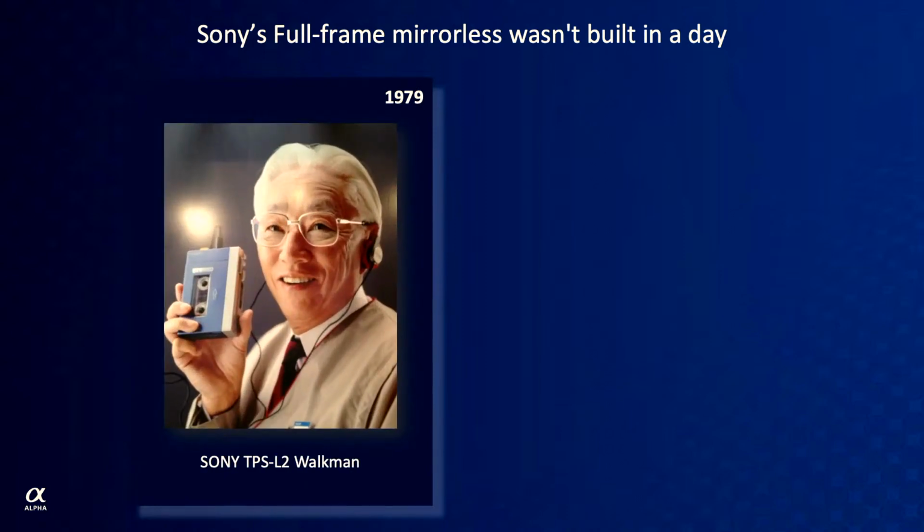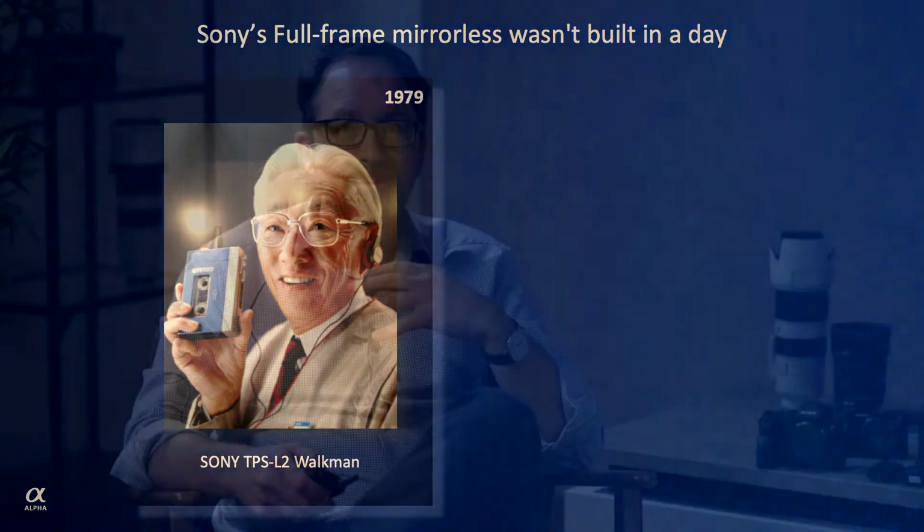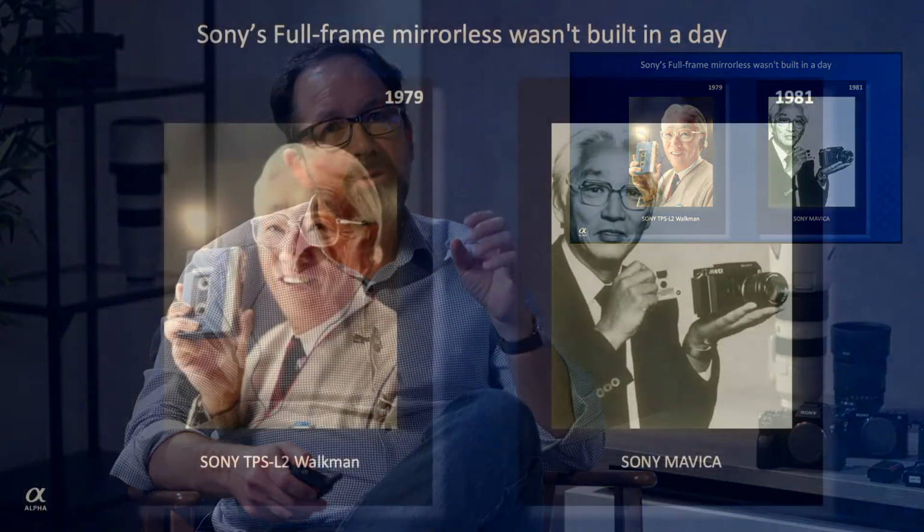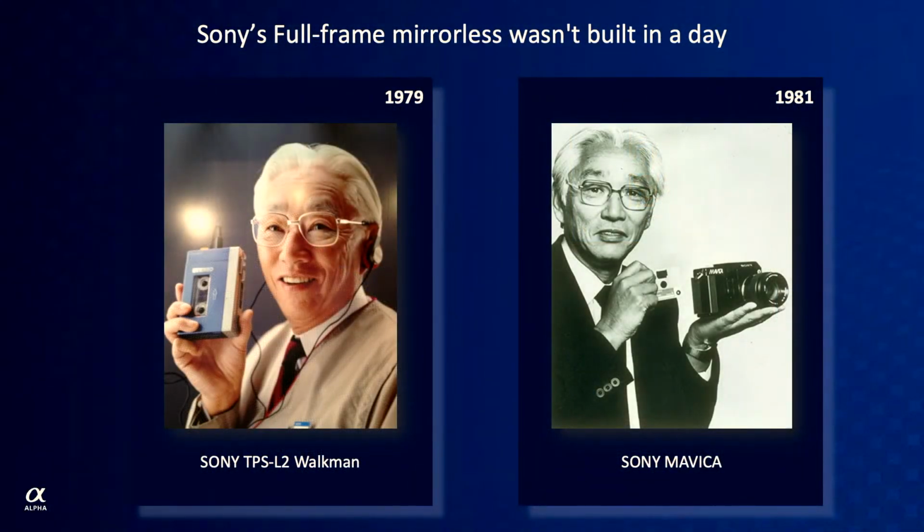In 1979, we introduced the first Walkman, which was, of course, a huge success. But what probably some of you don't know is that 2 years later, we introduced the first digital camera, which allowed recording about 50 images on a floppy disk.